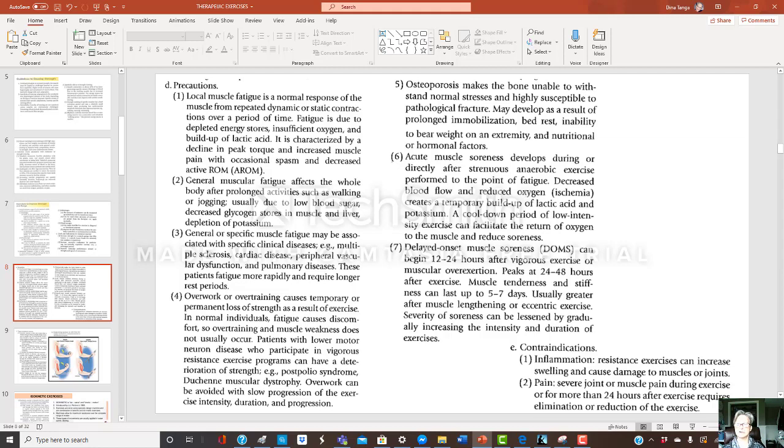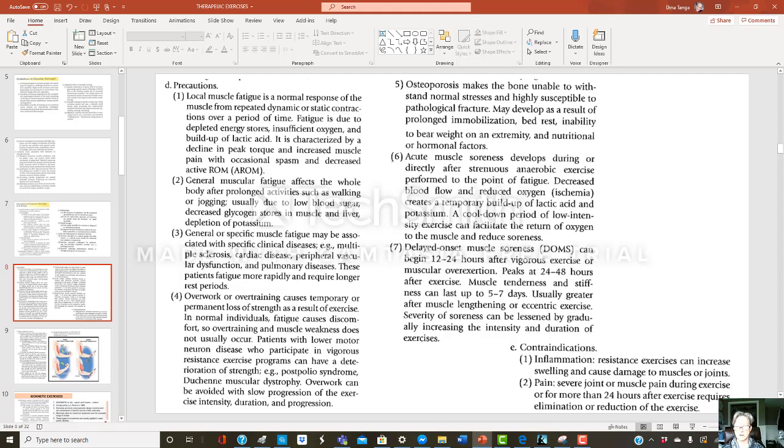Delayed onset muscle soreness can begin 12 to 24 hours after vigorous exercise or muscular overexertion, peaks at 24 to 48 hours after exercise. Muscle tenderness and stiffness can last up to 5 to 7 days. Usually greater after muscle lengthening and eccentric exercise. Severity of soreness can be lessened by gradually increasing the intensity and duration of exercises.